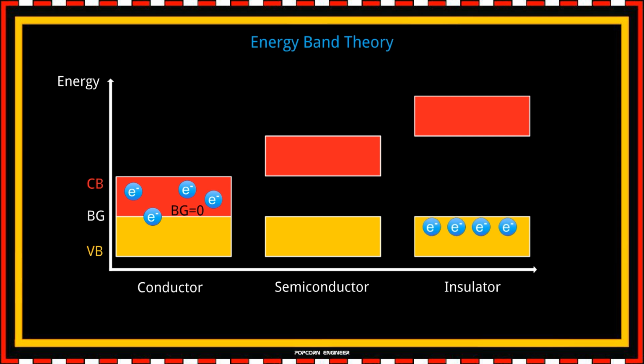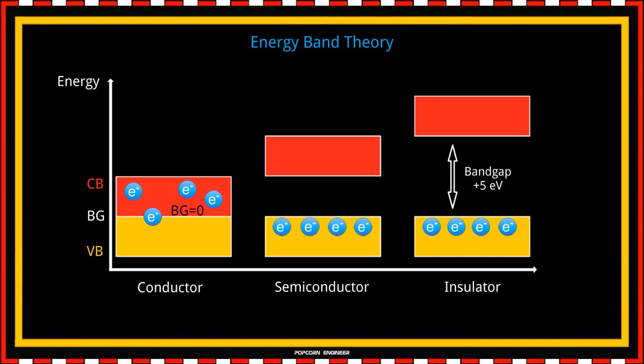Now, in insulators, the band gap is very large. That means there are almost no free electrons available to carry current. In other words, the electrons in the valence band don't have enough energy to jump into the conduction band. Since they cannot make that jump, they simply stay stuck, and that's why insulators do not conduct electricity.